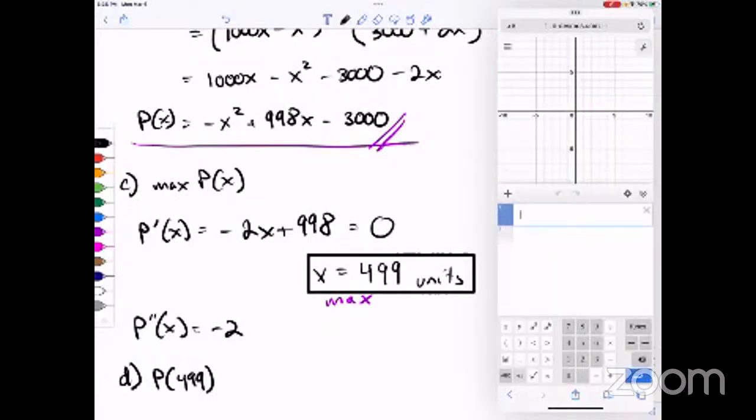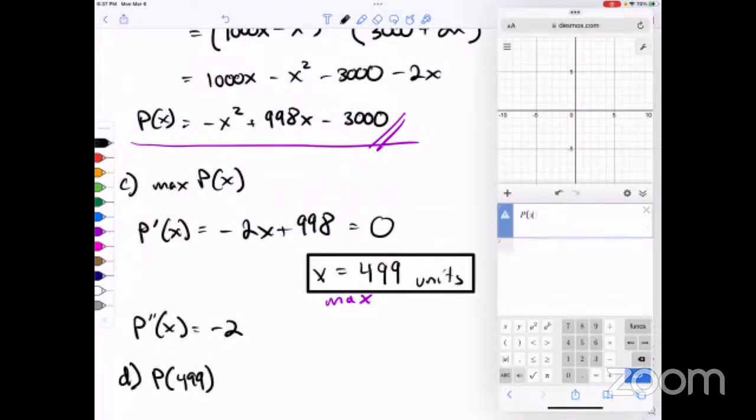Okay. So let's see. What I want to do here is take my original. So I'm going to type it as capital P of X, is equal to... Now you're throwing me off. Okay. So our original function, we had our profit function: negative X squared plus 998X minus 3,000.